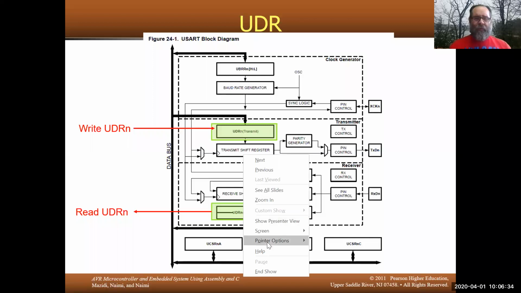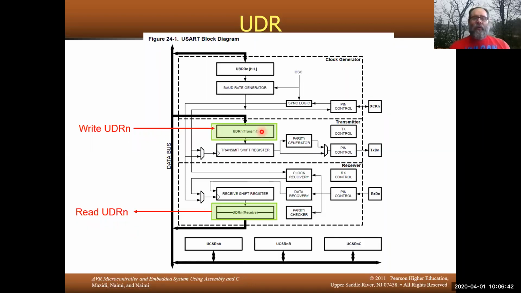Okay. When I write a character to UDR 0, it goes into this transmit buffer. When this shift register is empty, it will automatically load what's in the buffer to the shift register. If parity needs to be generated, it gets added in here. Pin control adds the start bit and the stop bit. And then it gets sent to the output pin.